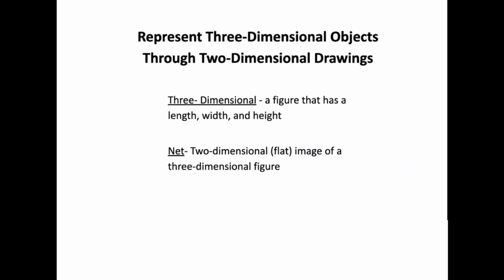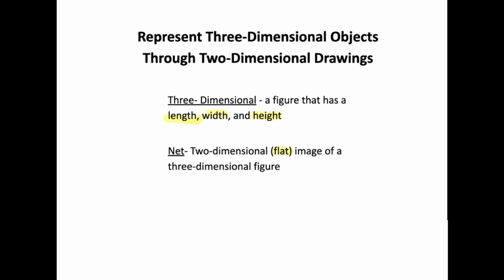In this video, we're going to represent three-dimensional objects through two-dimensional drawings. A three-dimensional object is a figure that has a length, a width, and a height. Many times, when we're finding things such as surface area of the three-dimensional shape, it helps to draw something called a net. A net is a two-dimensional or a flat image of the three-dimensional figure.